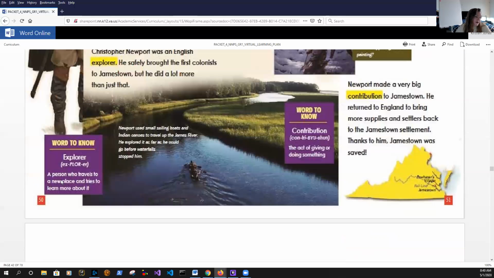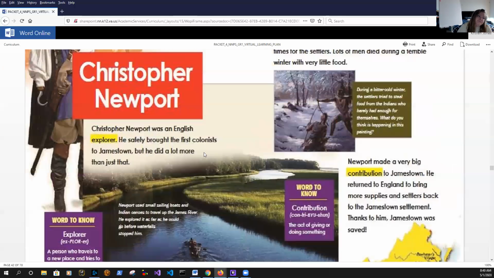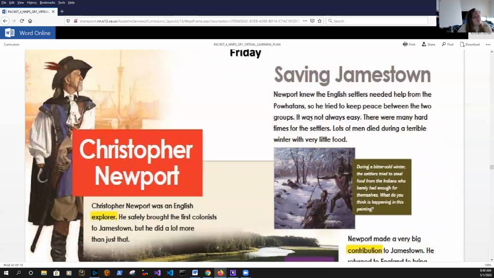So the word explorer means a person who travels to a new place and tries to learn more about it. And this caption says, Newport used small sailing boats and Indian canoes to travel up the James River. He explored it as far as he could go before waterfalls stopped him. So he used small Indian canoes and small sailing boats to go up the James River and explore before he got to some waterfalls, because he couldn't sail the boats through the waterfalls.